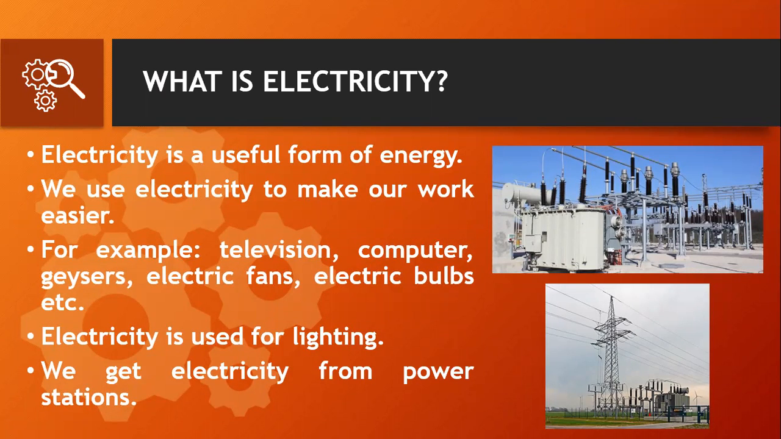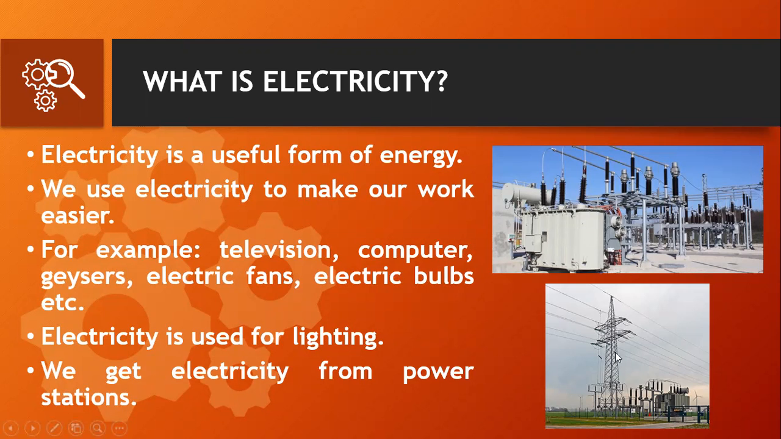As you all know, electricity is a form of energy and it helps us to do our work in a more easy way. For example, television, computer, geysers, electric fan, bulbs, everything around you is working with the help of electricity, and electricity is used for lighting things. The point is, where is this electricity generated and where are we getting it from?